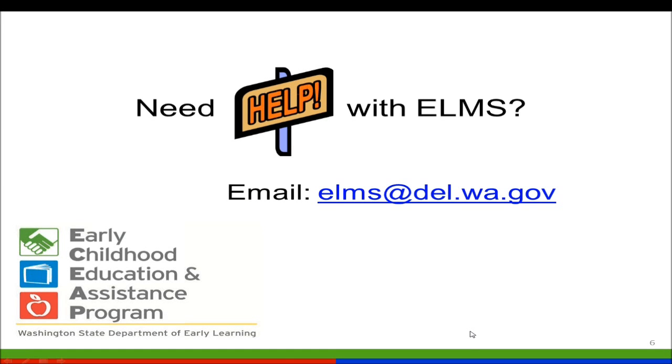Anytime you have suggestions or need help with ELMS, the best way to get that information to us is to email elms@del.wa.gov. We're responding immediately to most requests these days. There are several of us who are watching this email at all times during business hours, and so we will respond as quickly as we possibly can. This is your best way to get support. Please don't use the phone or other methods. This is the way to do it.